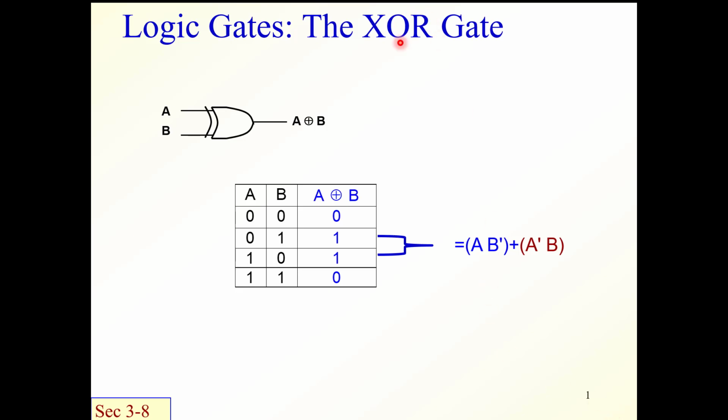We have seen the exclusive OR gate before. This is the look of the exclusive OR. It has two inputs A, B. The output is written this way, and this is equal to A B bar ORed with A bar B. And this is equal to this truth table, which is equal to M1 ORed M2, two minterms.